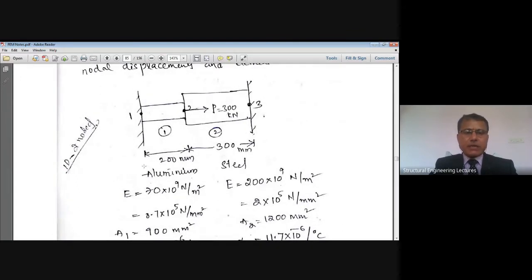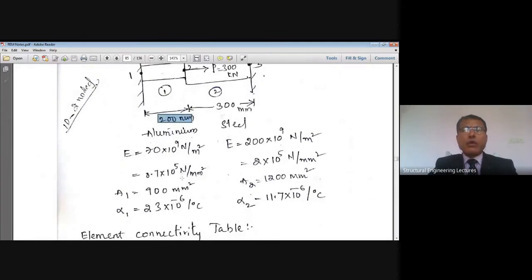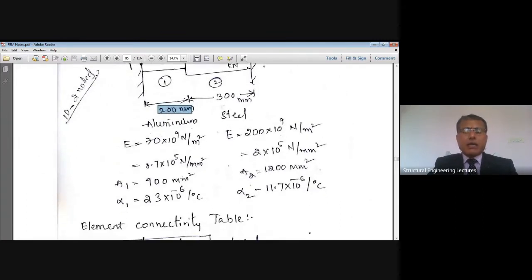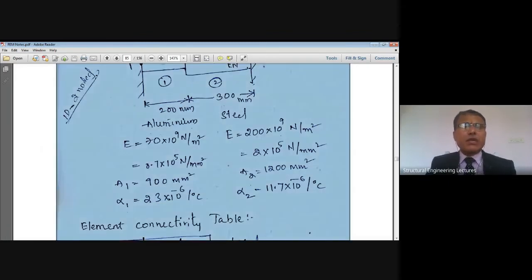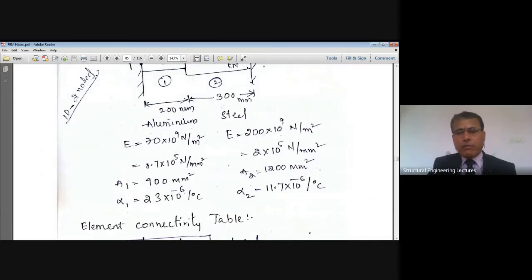The first element is that of the aluminum with a length of 200 mm, having these properties: Young's modulus 0.7 × 10^5 Newton per mm square, or 70 × 10^9 Newton per meter square. Area is given as 900 mm square, and coefficient of linear expansion alpha 1 is equal to 23 × 10^-6 per degree centigrade.